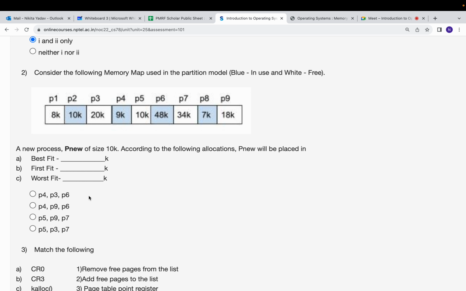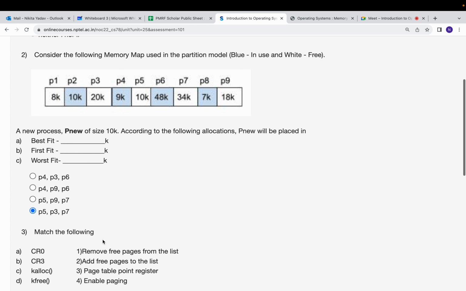Answers P5, P3, P7. Yeah, that is right. So best fit for 10k, the chunk of 10 is the best, right? Then the first fit is you're going to scan from left to right. 8k is less than 10, so you cannot store here. 20k is greater than 10, so you can store here. So P3. Worst fit, you're going to find the largest free chunk. So among all of these, 34k is the largest. So P7. So P5, P3, and P7 are the answers. Option D.